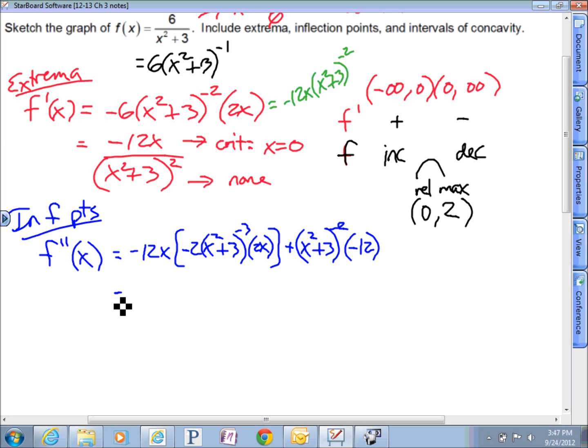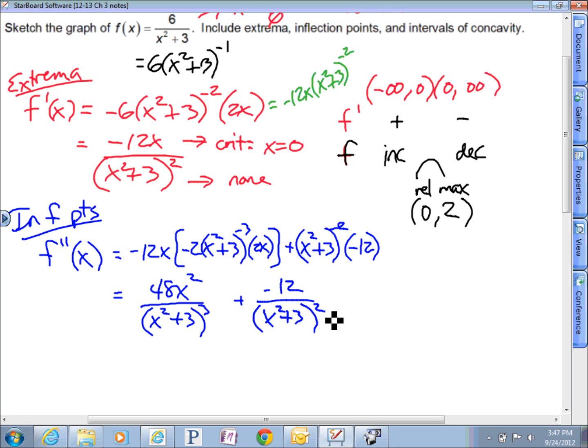So I see two terms here. Let's rewrite those two terms so they look like they should. So negative 12x times negative 2 times 2x would be 48x squared over (x squared plus 3) quantity cubed. There's your first term. Plus negative 12 over (x squared plus 3) quantity squared.